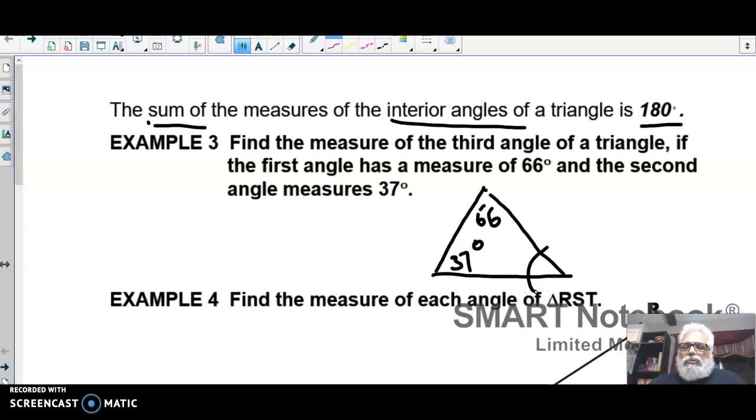So we're always going to set these up to 180 because the interior angles add up to 180. So we'll do 37 plus 66 plus x, and all that is going to equal 180. So we have the three angles. We're always going to add them and set them equal to 180, and then we're just going to solve for x. So the first thing I'm going to do is combine my like terms.